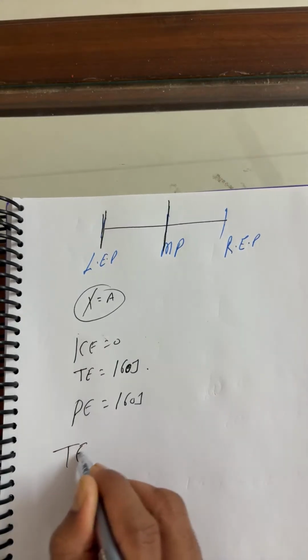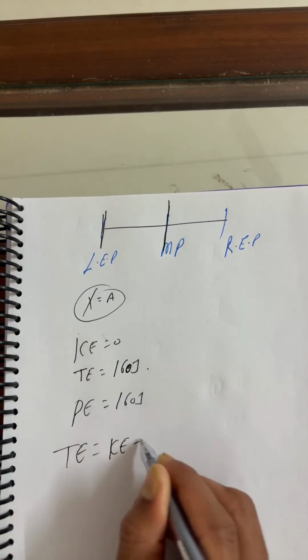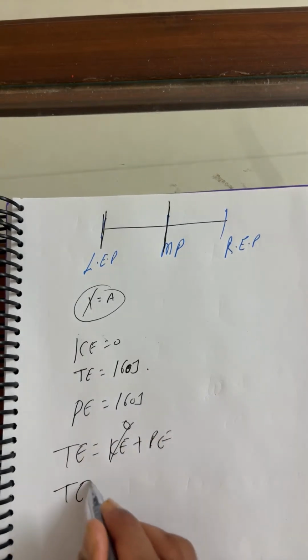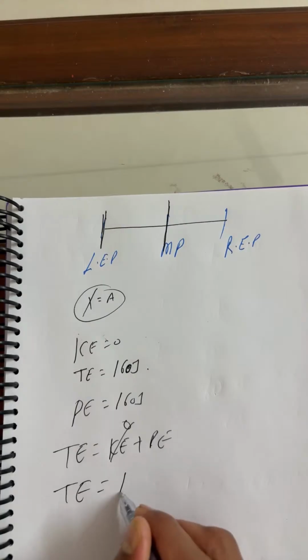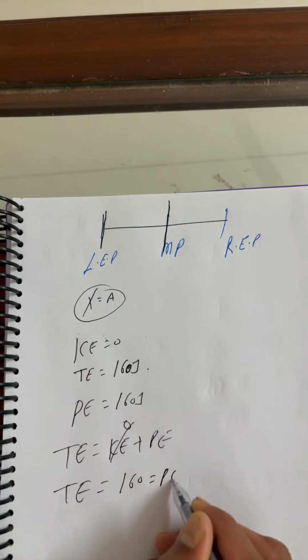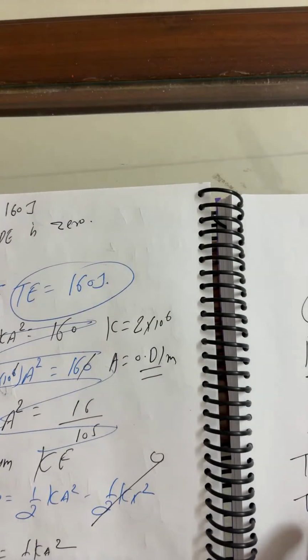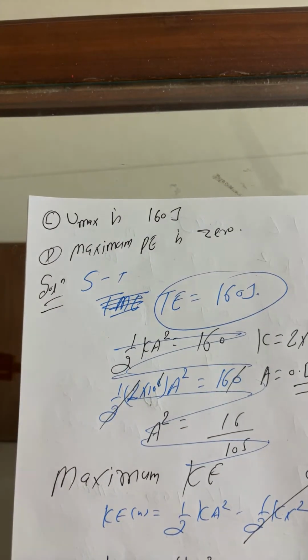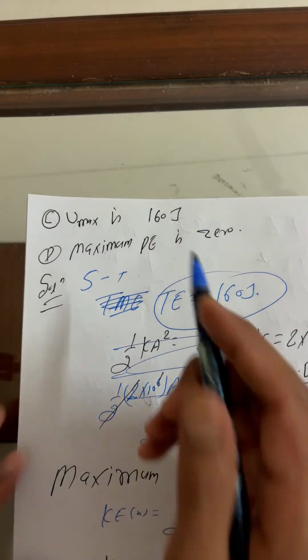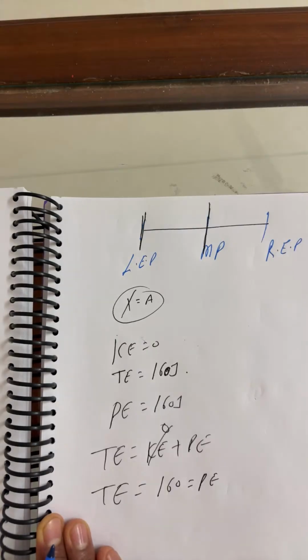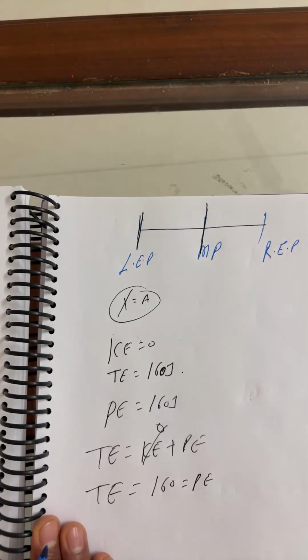Because what is the total energy? Kinetic energy plus potential energy. So the kinetic energy remains zero here. So you can see the kinetic energy, which is equal to 160, is equal to the maximum potential energy. So you can see the maximum potential energy here. That is option C is also correct. Option C is also correct. Right? Okay.